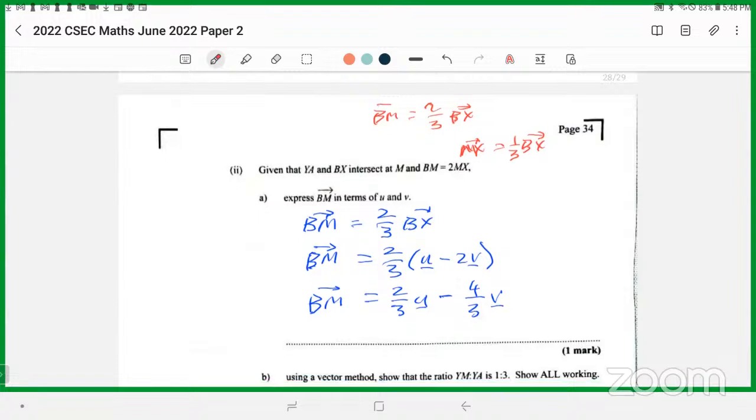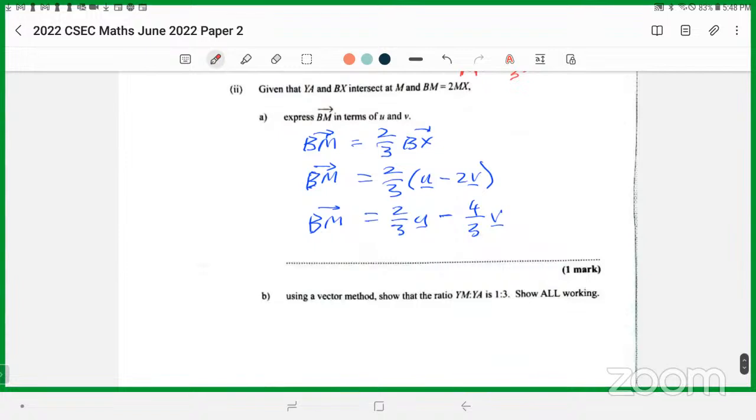Let's continue. This question says, using a vectors method, show that YM to YA is 1 to 3. Show that YM to YA is 1 to 3. And it says using a vectors method. So if we're going to use a vectors method, we need to find the vector YM and the vector YA. You have to get the vector components out of it and show that it is 1 to 3.